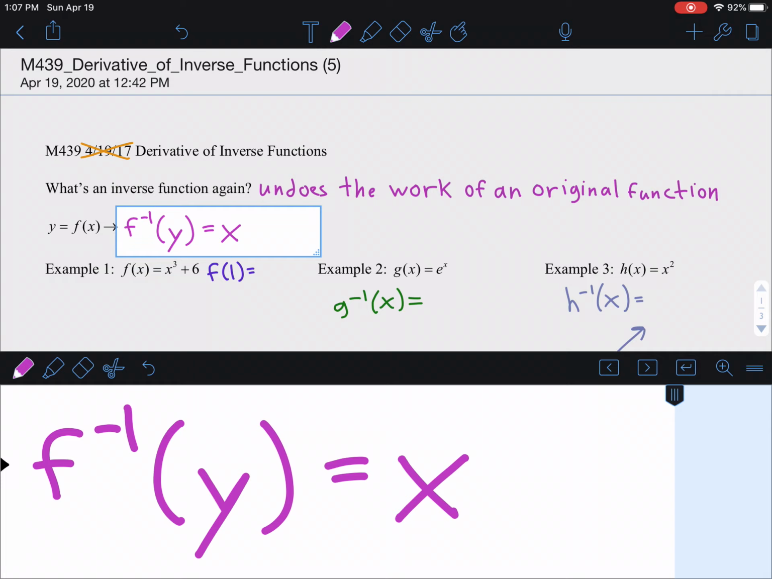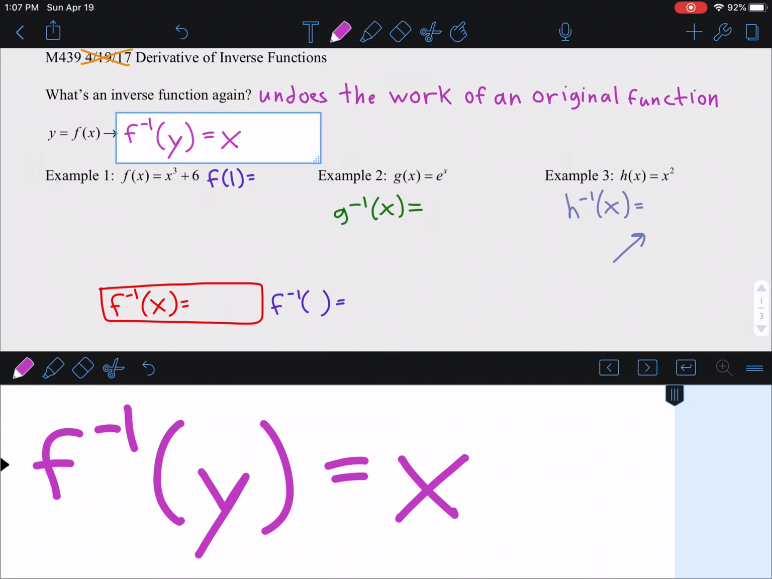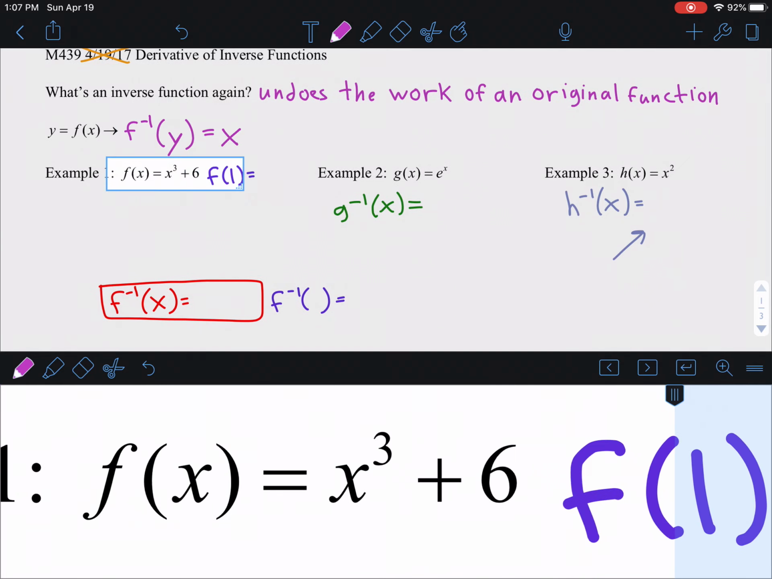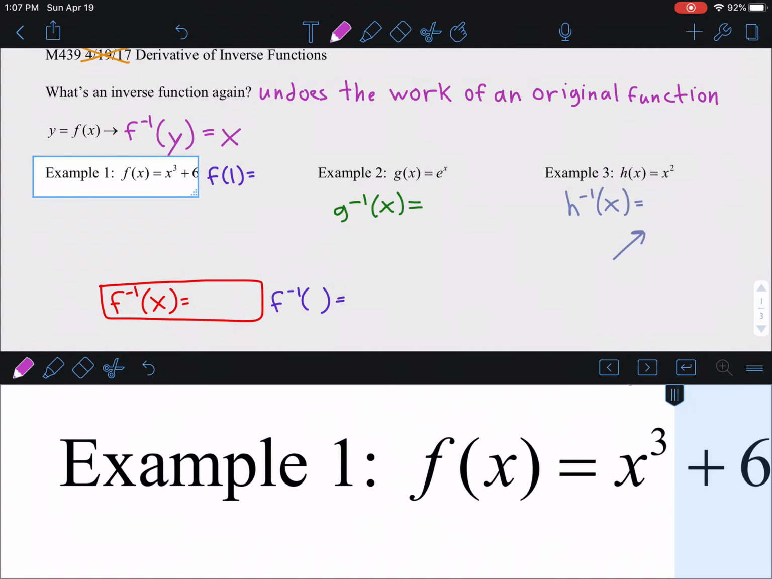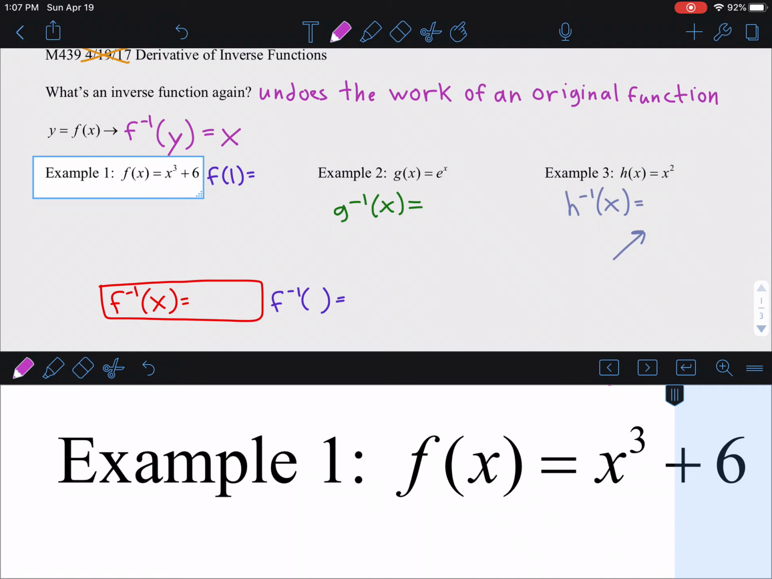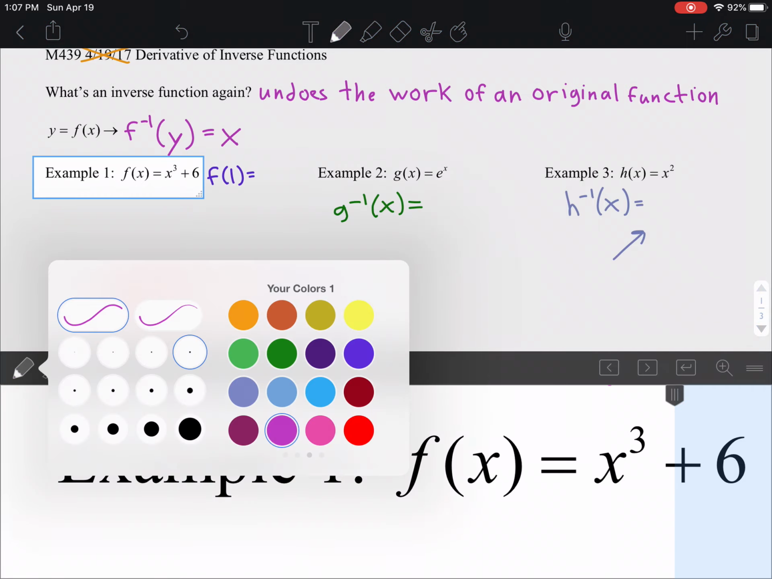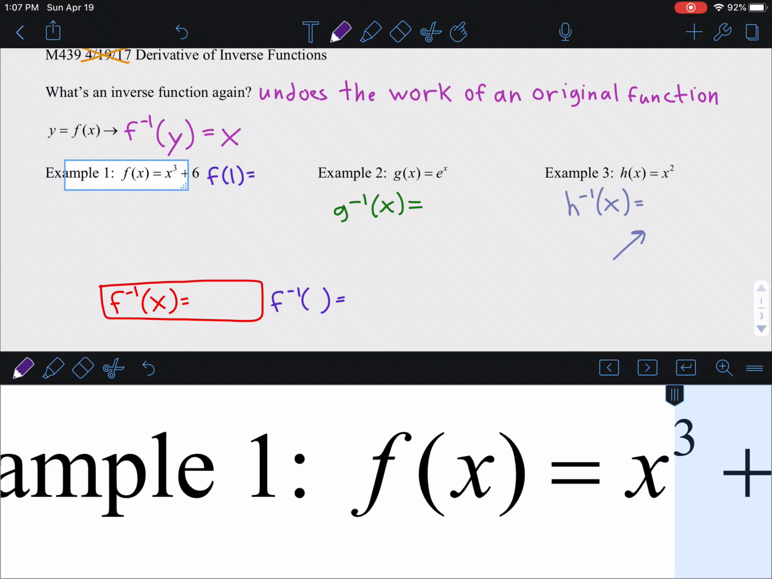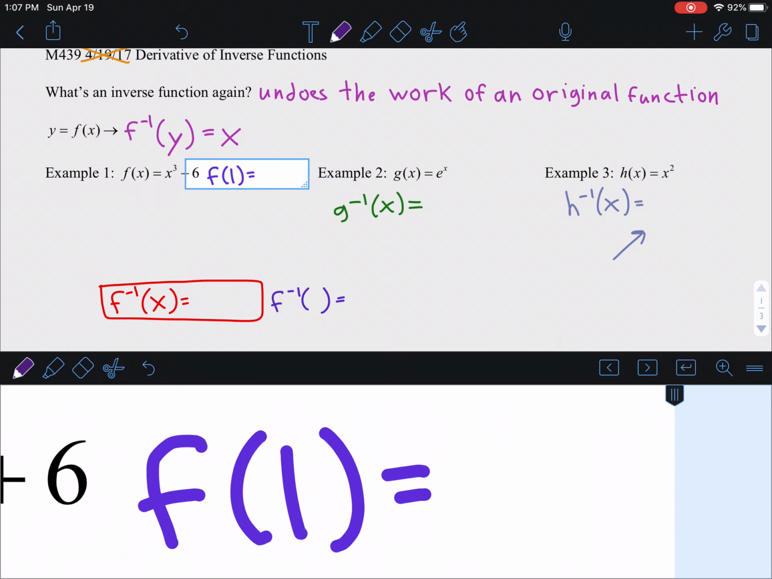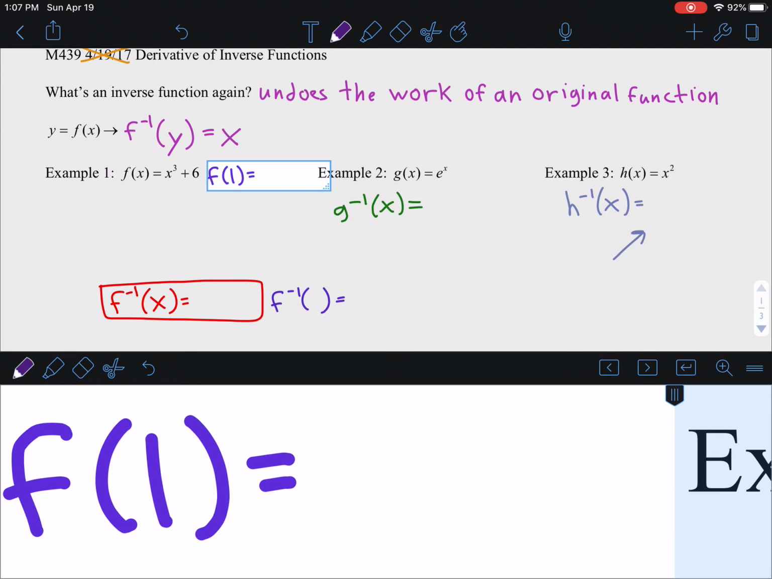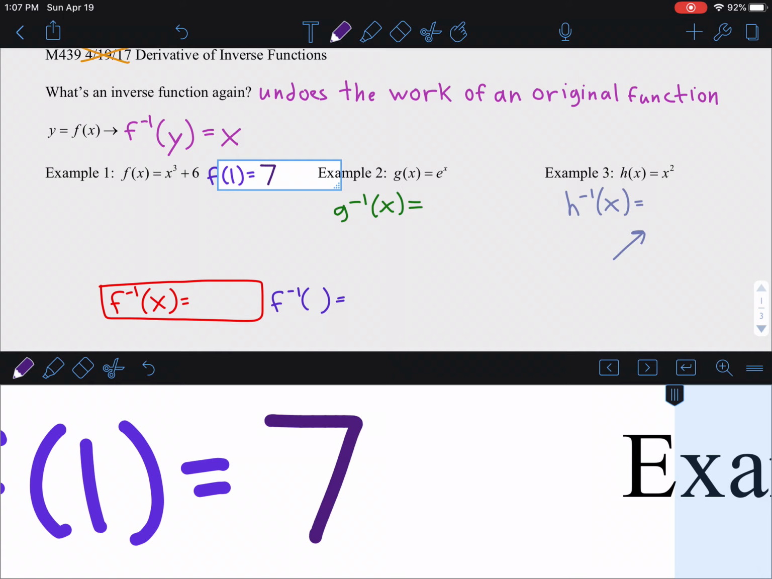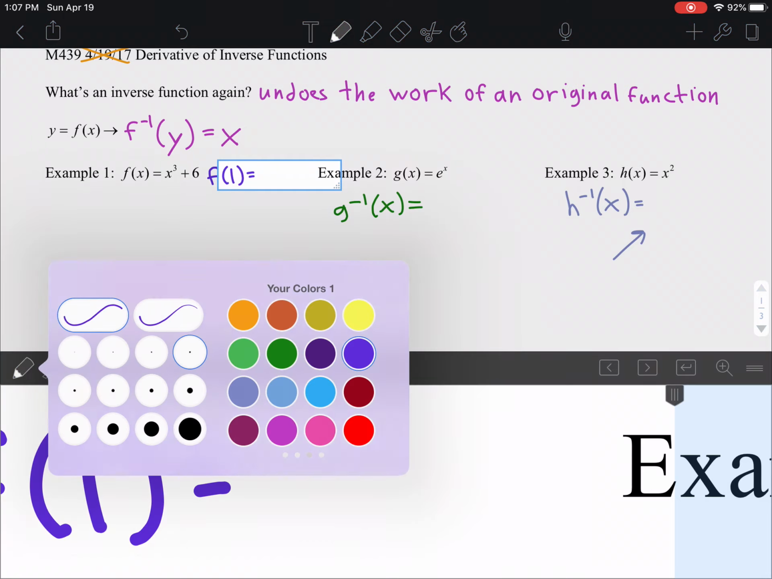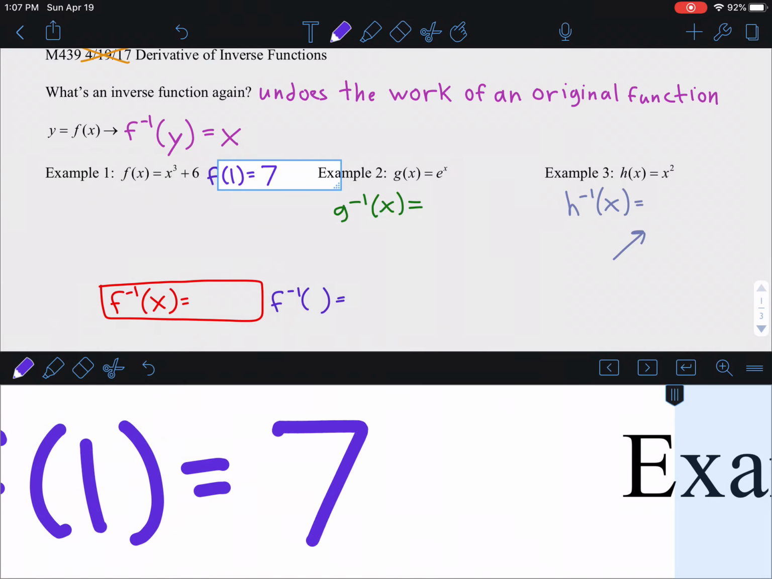So let's review a little bit more with inverse functions by finding some inverses. Let's take a look at example 1. F of x is x cubed plus 6. Now, real quick, let's just get a value here. What would f of 1 be? So 1 cubed plus 6 would give us 7.